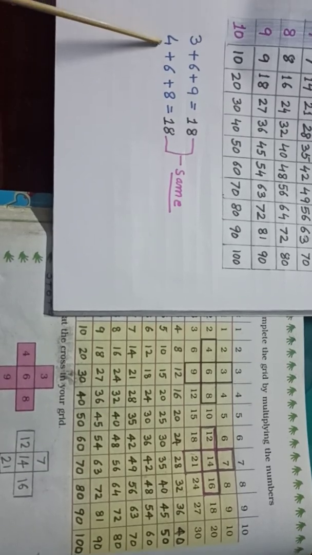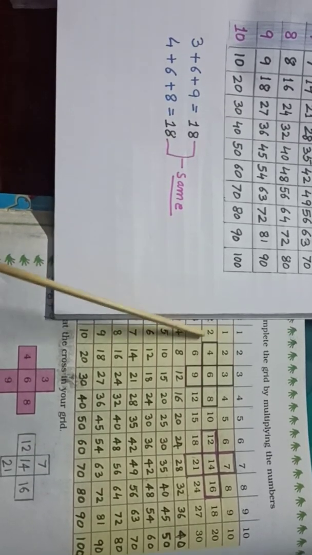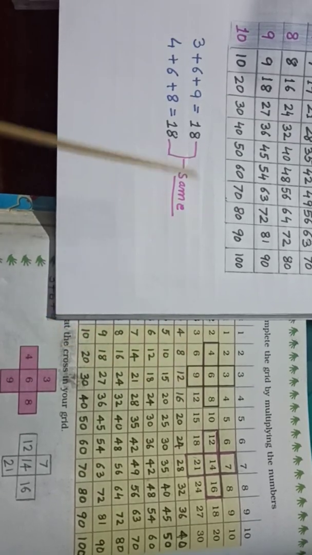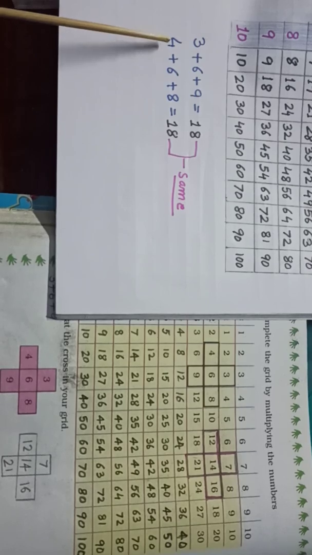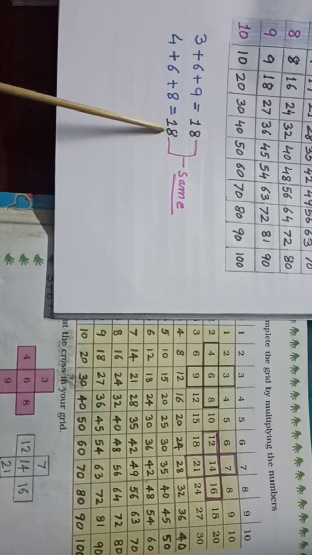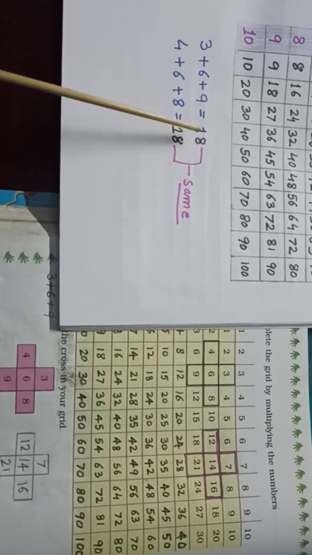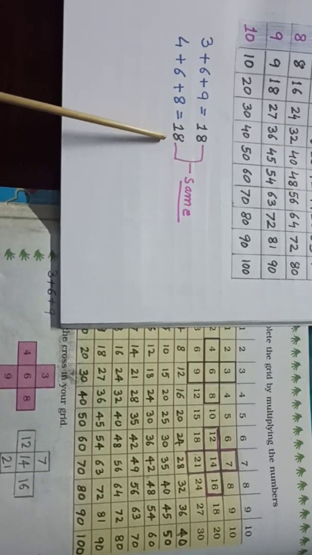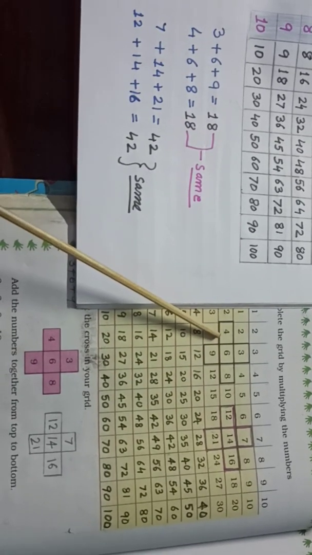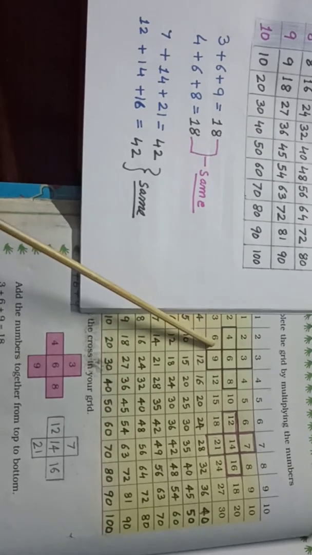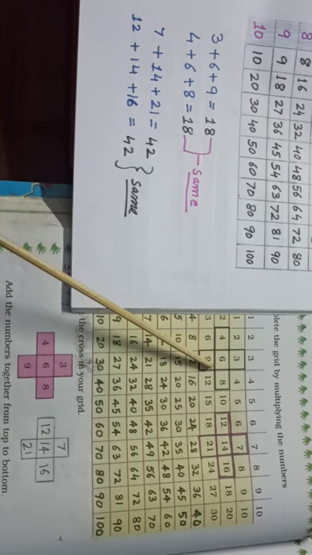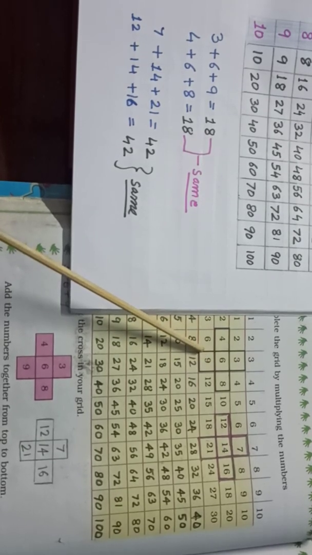If we add these 3 numbers row wise, 4 plus 6 plus 8. Here I show you. So when we add these 3 numbers, we get 18. So children, are you seeing? Both ways we get 18. So children, that means when we add 3 numbers column wise and row wise, we get the same answer, right?